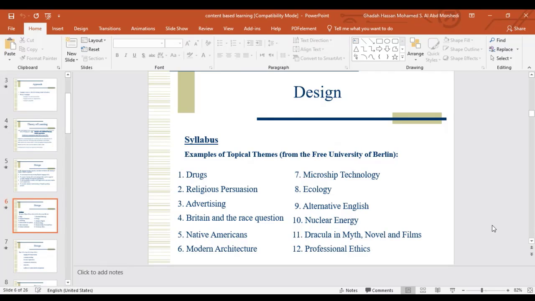When you think about the design, you can think about what? The syllabus. So the syllabus will be focused on topics or on themes. So here are some themes, for example, about drugs, about ecology, about professional ethics. So it depends, okay?